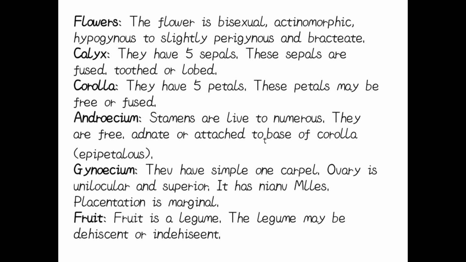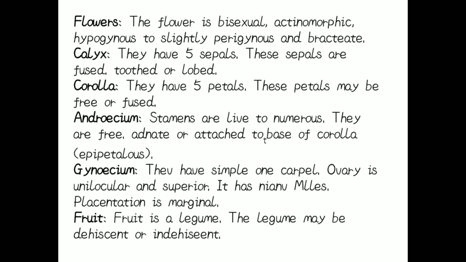Calyx. Calyx is nothing but the sepals. They are 5, fused, toothed or lobed. Corolla. Corolla is 5. The petals may be free or fused. Androecium is nothing but the male part. Stamens are few or numerous. They are free, or adnate, attached to the base of the corolla, that is epipetalous.